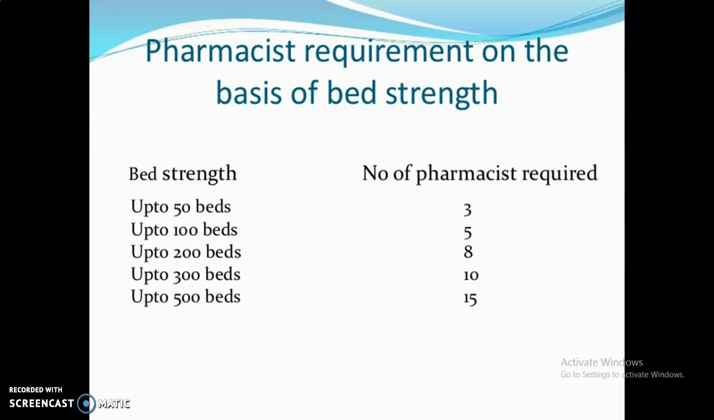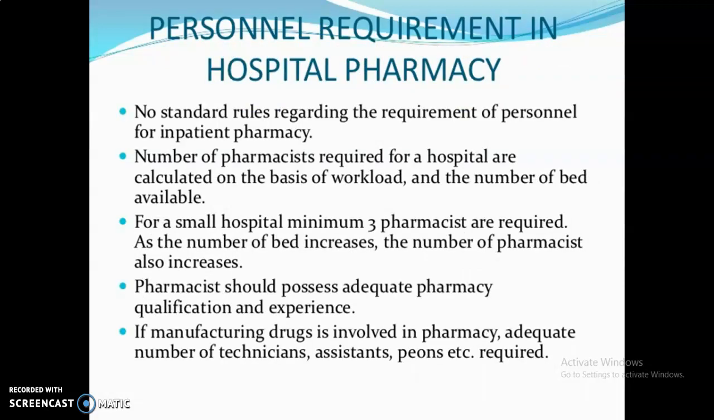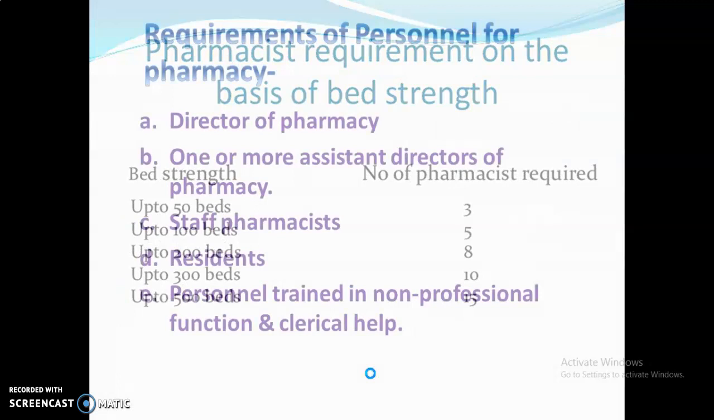The operations research technique of waiting line theory can be profitably used for this purpose, though its discussion is beyond the scope of this session. There are no standard rules regarding the requirement of personnel for inpatient pharmacy. The number of pharmacists required for a hospital is calculated on the basis of workload, as I have told you already. So pharmacists should possess adequate pharmacy qualification and experience. If manufacturing of drugs is involved in pharmacy, an adequate number of technicians, assistants, and peons are also required.